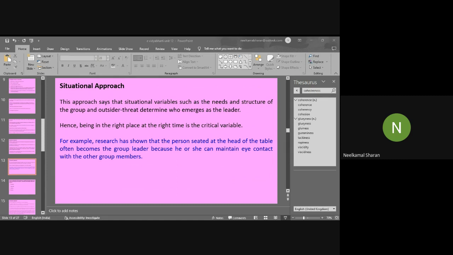In other words, we can say that there is no one size fits all. This leadership style is also known as no one size fits all. Now Hersey and Blanchard describe four types of situational leadership.